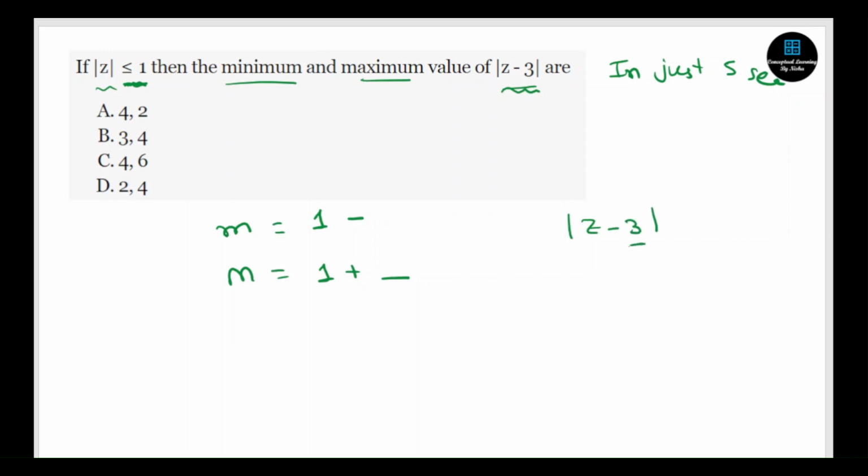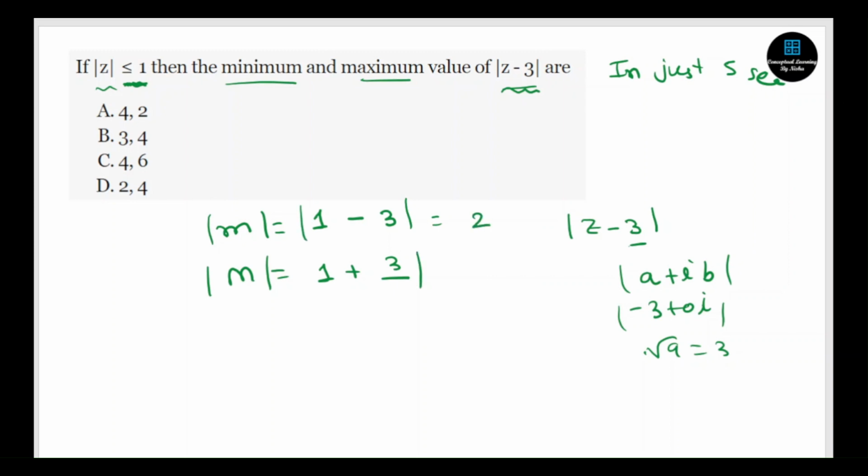So if I represent this 3 in a plus ib form, this is minus 3 plus 0 i, right? So the mod of this is what? Square root of 9, which is just 3, correct? So I can say that 1 minus 3 and 1 plus 3. And now remember, I have to take mod of this also, to get the modulus value. So basically this is 2 and here I'll get 4. So my answer, minimum and maximum, as they are saying, is D.